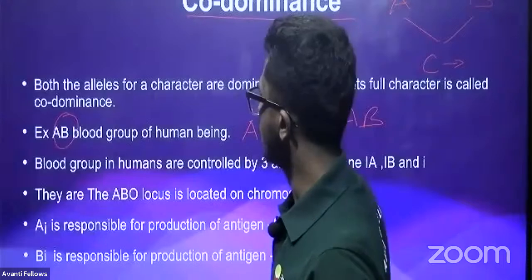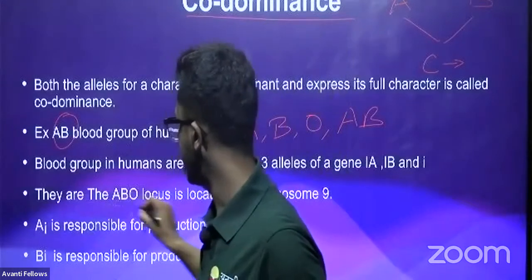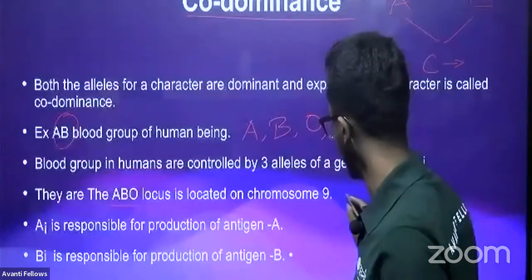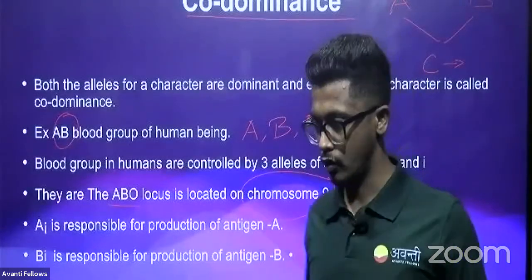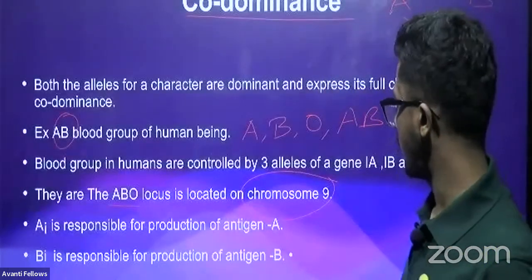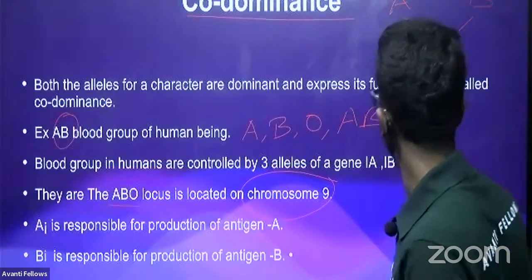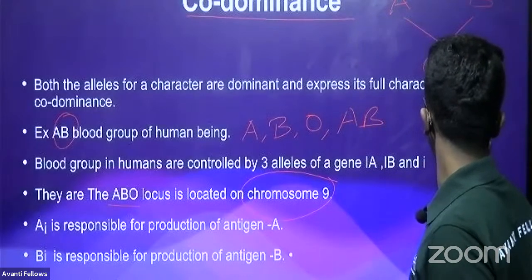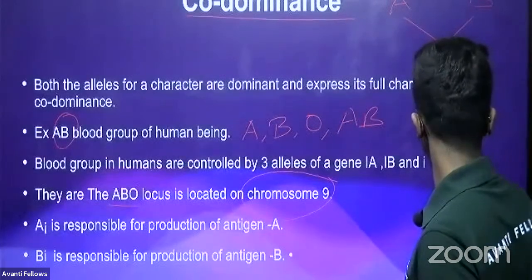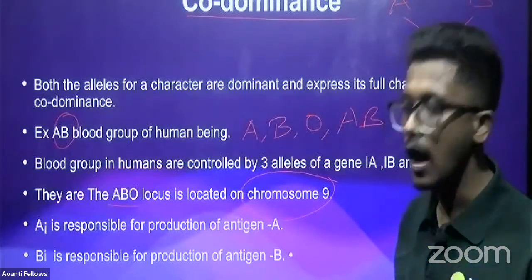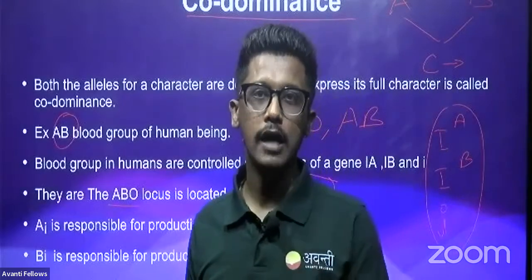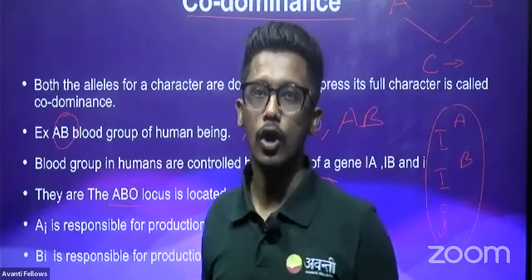Let's see here. The ABO alleles are located on chromosome 9. On chromosome 9, we have these alleles: IA, IB, and small i. These are the three alleles responsible for giving rise to the blood typing or the blood groups.